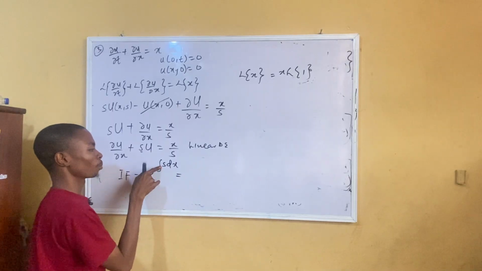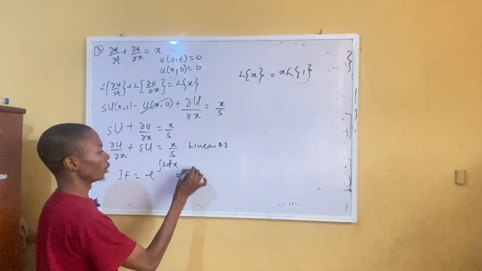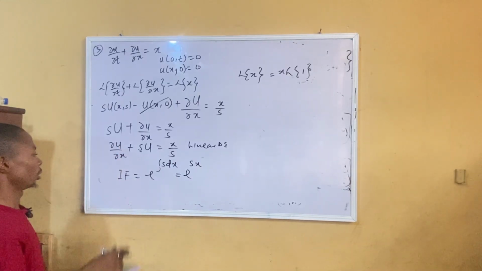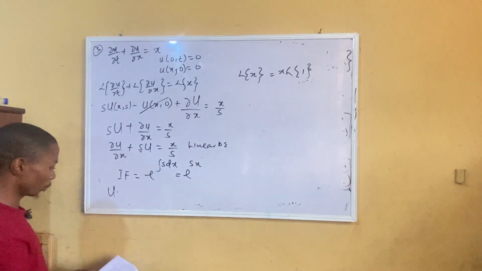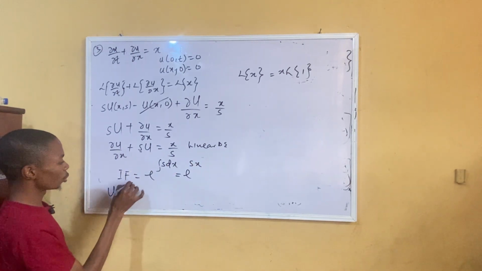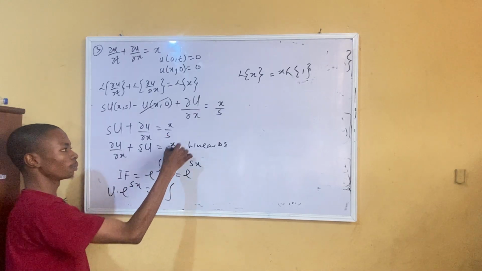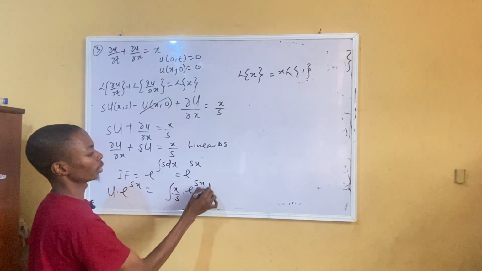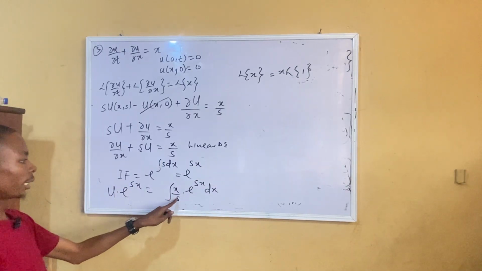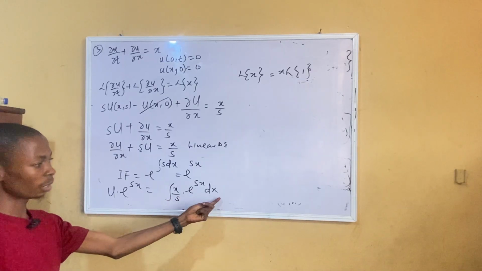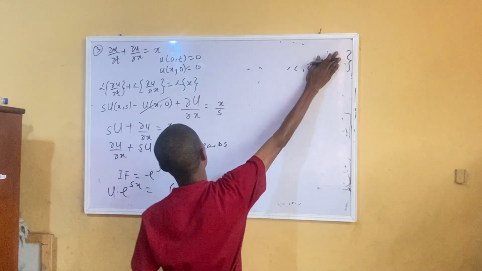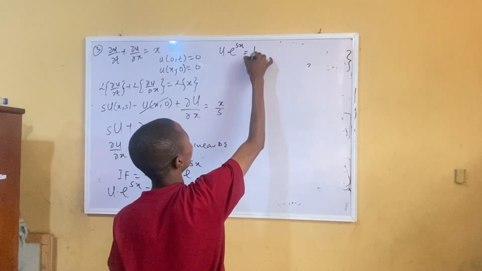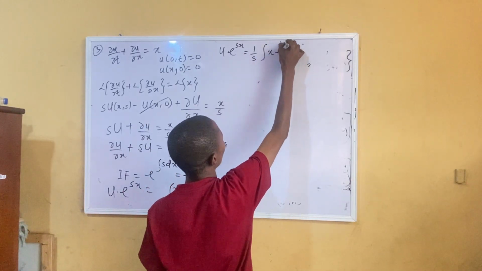If you integrate s as a constant with respect to x, it will just be sx, all right? Then after getting the integrating factor, how do we solve the linear equation? The solution is u times the integrating factor e raised to power xs equals the integral of x times the integrating factor e raised to power xs with respect to x, all right? So we can take the 1 over s outside because we are integrating with respect to x, okay? If you take that outside, you are going to have u e raised to power xs equals 1 over s integral of x exponential sx.